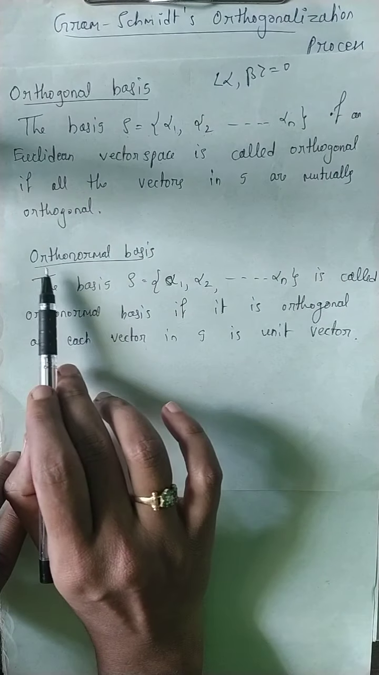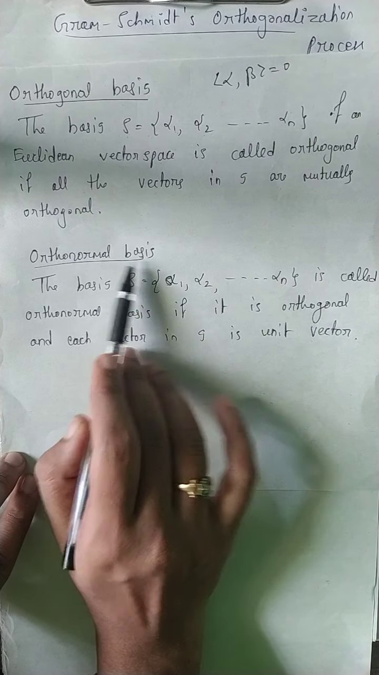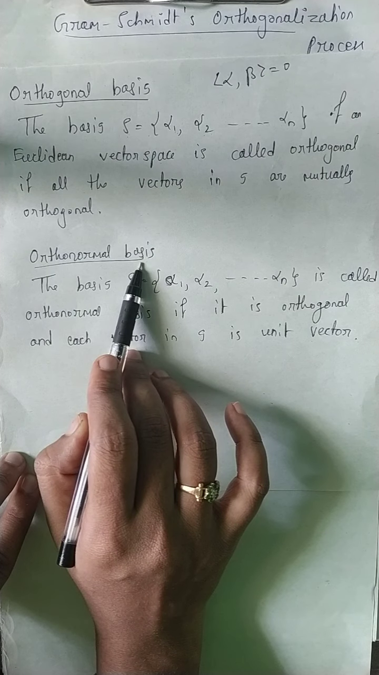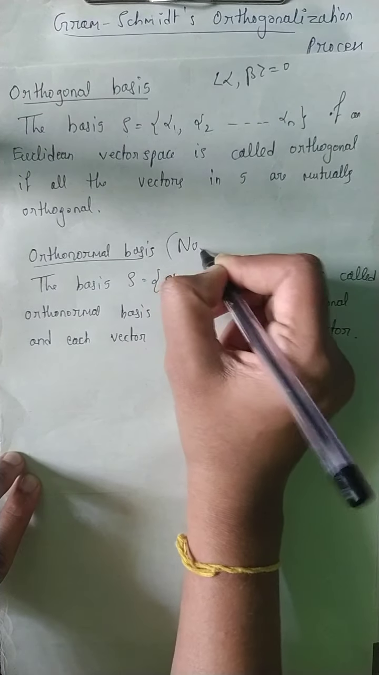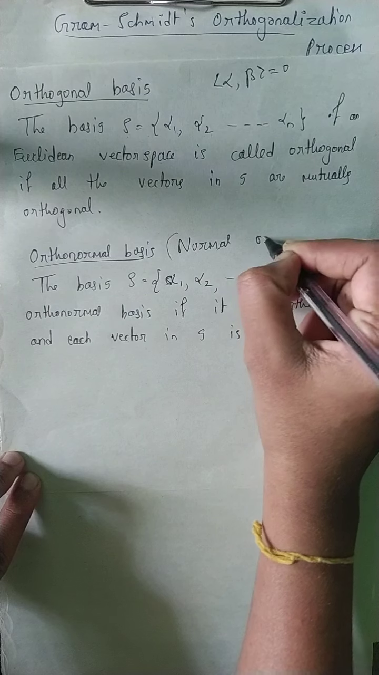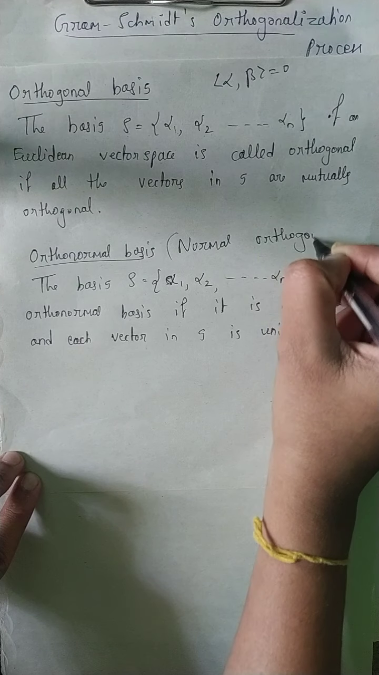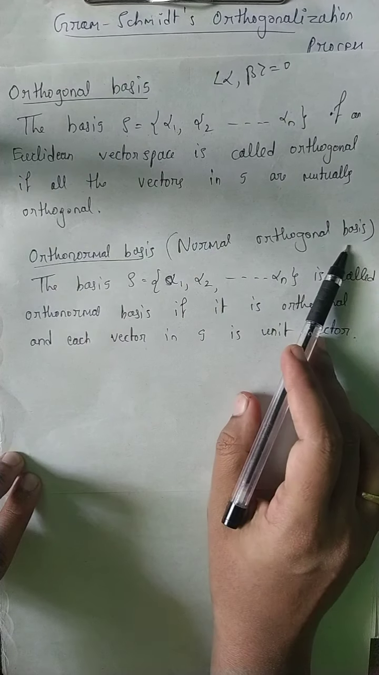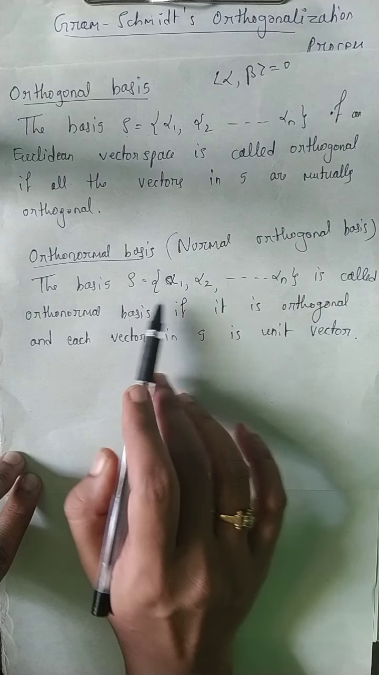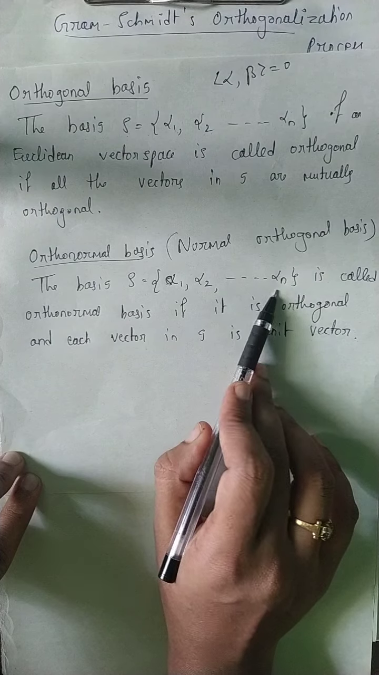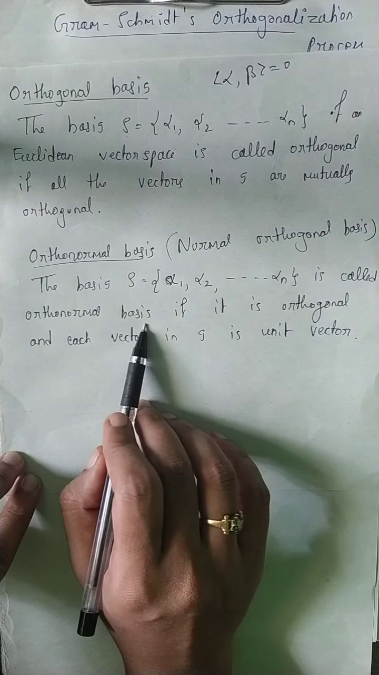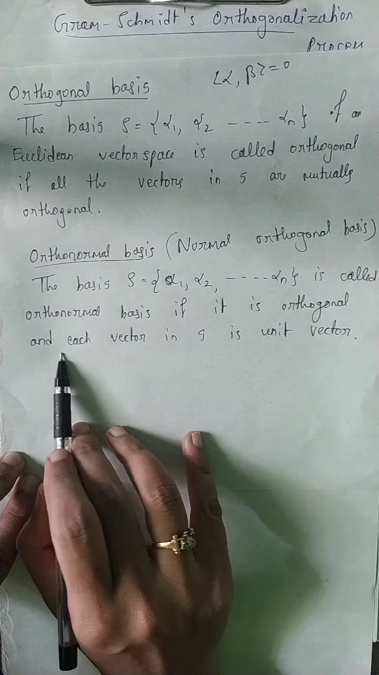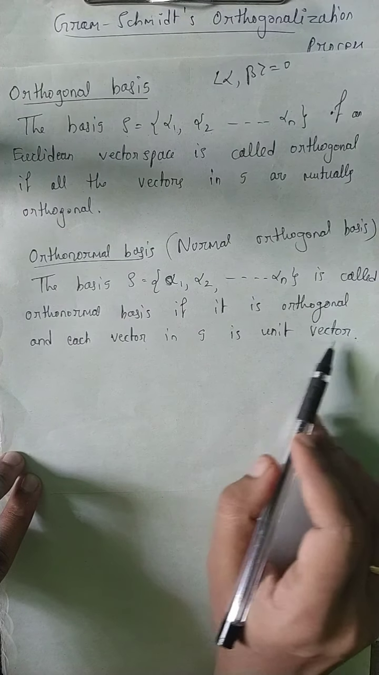Next we have the concept of orthonormal basis. Orthonormal basis is also called normal orthogonal basis. The basis S which is equal to alpha 1, alpha 2, so on up to alpha n is called an orthonormal basis if it is orthogonal and each vector in S is a unit vector.